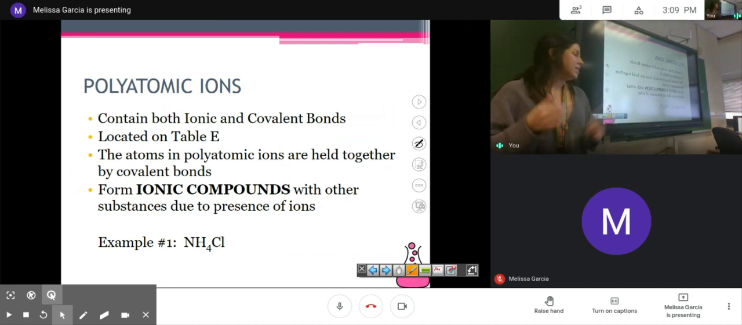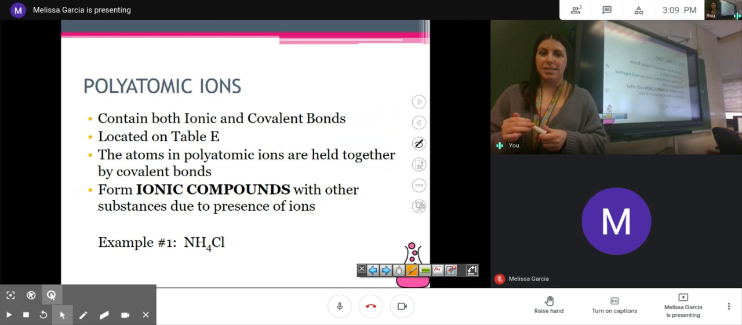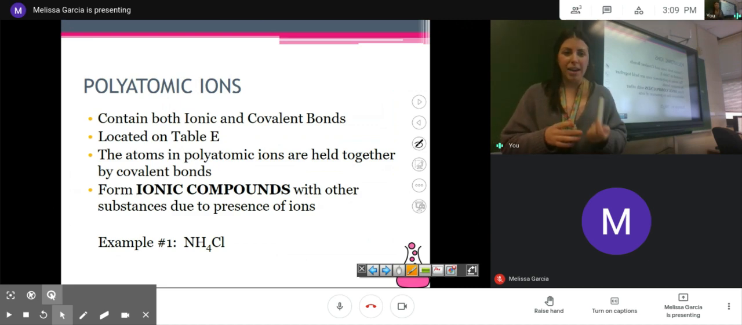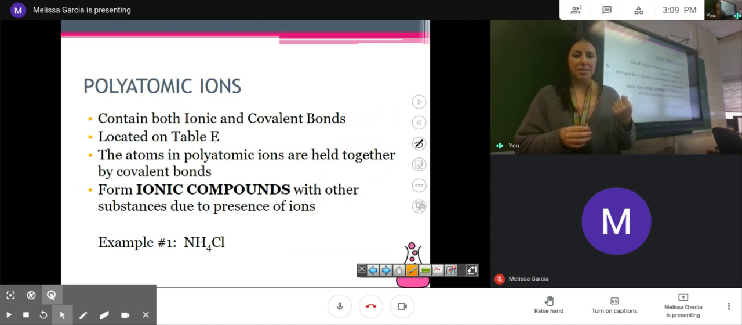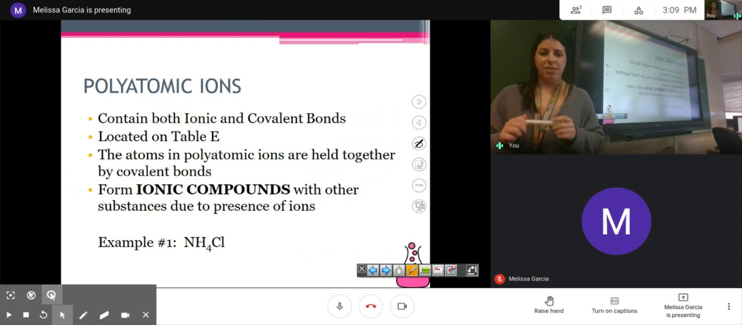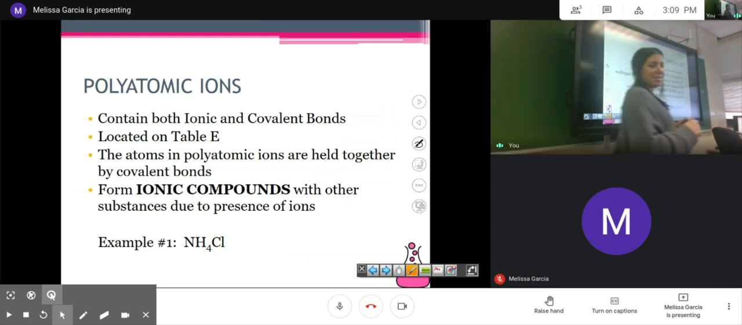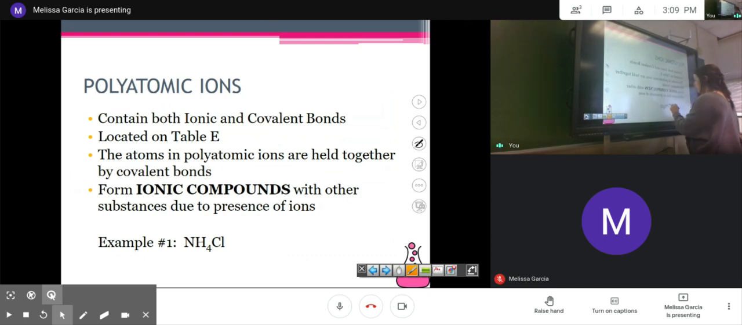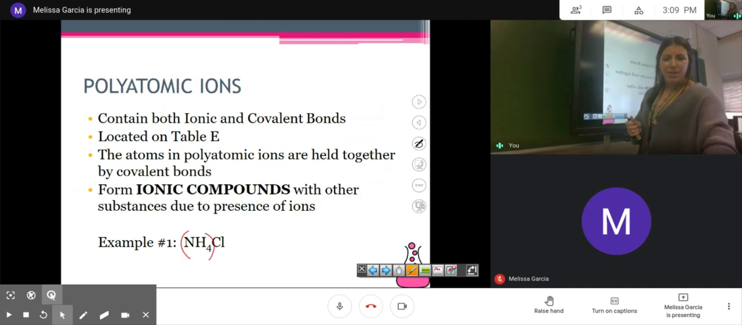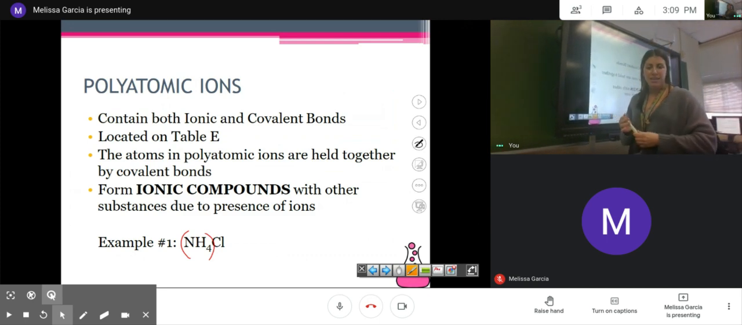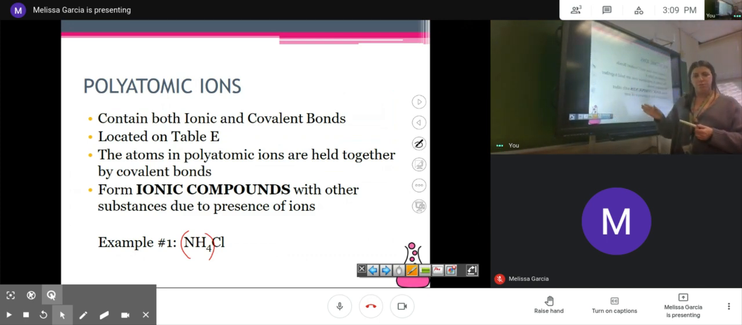So for example, in the compound NH4Cl, I know that I've got a polyatomic ion here. How do I know that? Well, there's more than two elements here. So I'm going to hunt down and try to figure out what my polyatomic ion is in this compound. And when I look on table E, I see this NH4+ is a polyatomic ion. So I have ammonium in this compound. This would be ammonium chloride. So this NH4, the whole thing has a positive charge. Chlorine makes a negative ion.